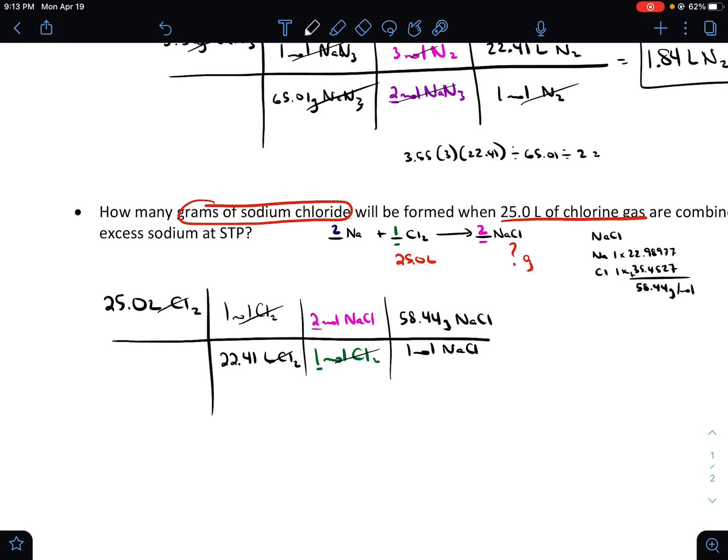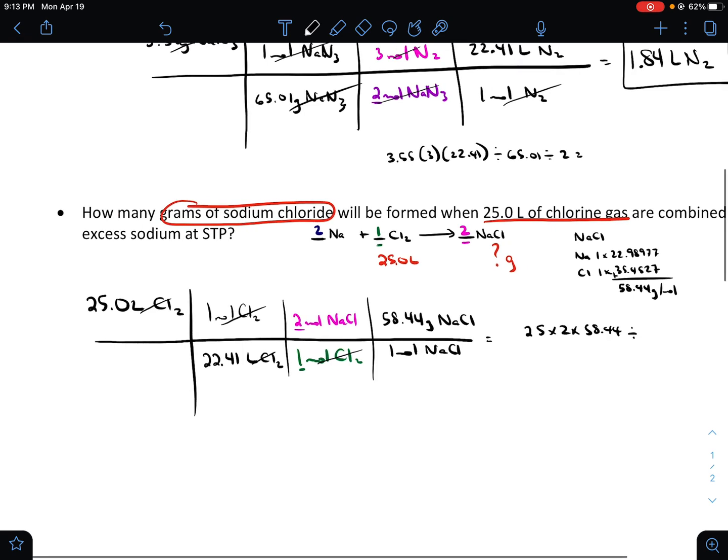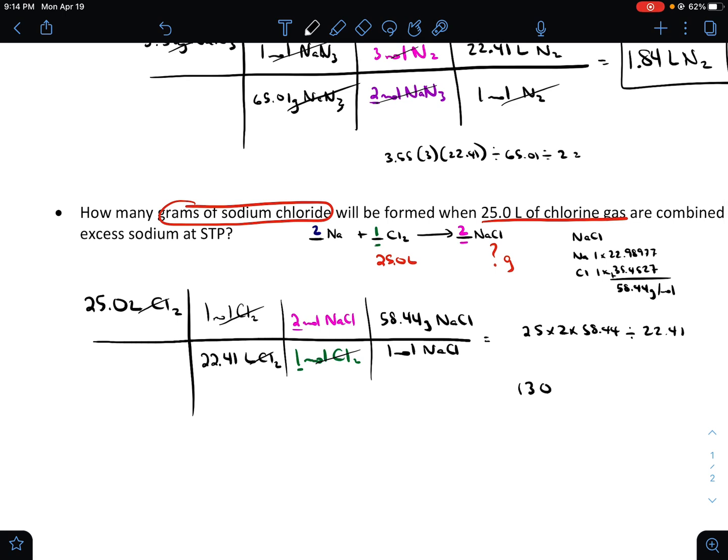And so now we're ready to do our calculation. We're going to take 25 times 2 times 58.44, then divide by 22.41. Let's see what we get. 25 times 2 is 50, right? Times 58.44, divided by 22.41, and we should get 130.39 grams of NaCl. And there we have it.